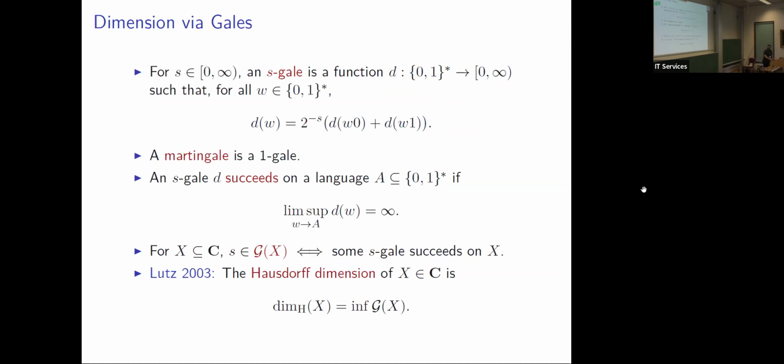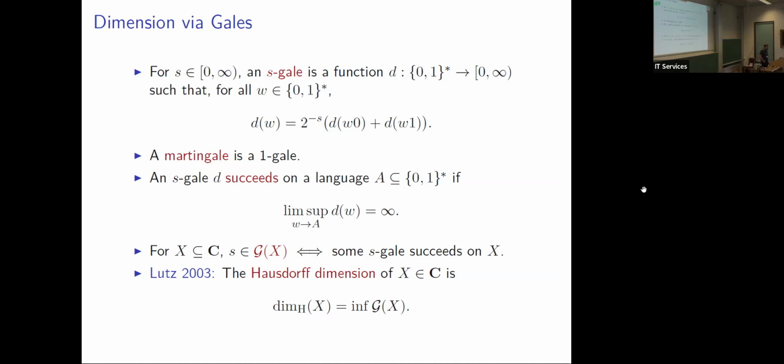And then here we are going to do dimension via Gales instead of via Kolmogorov complexity. This is the way that dimensions were originally defined. Kolmogorov complexity has been a more useful way to look at it in some settings, but here we use Gales. An S-Gale is a function D such that D of W is 2 to the minus S times D of W0 plus D of W1. This generalizes martingales, which are just 1-Gales.